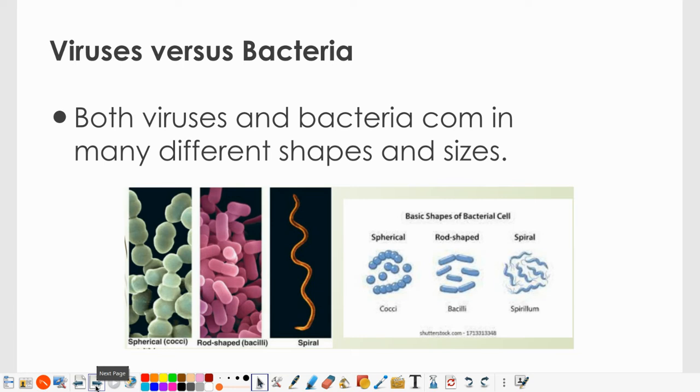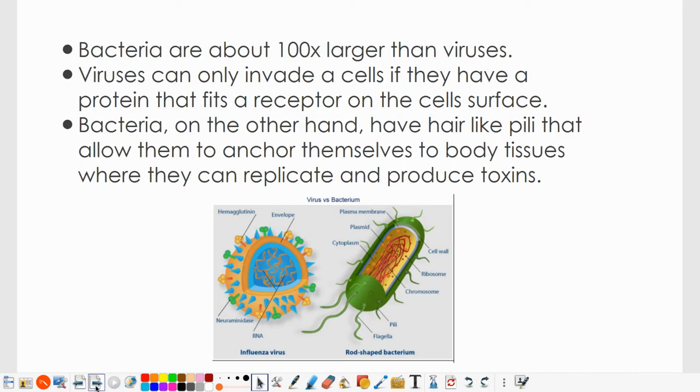Now, viruses are quite different from bacteria. Both of them have many different shapes and sizes. This picture is an example of some of the different shapes of bacteria. So like viruses, bacteria come in very different shapes and sizes. But that's kind of where the similarities end. Bacteria are much larger than viruses. Again, bacteria are much smaller than eukaryotes. Viruses are much smaller than bacteria, about 100 times smaller.